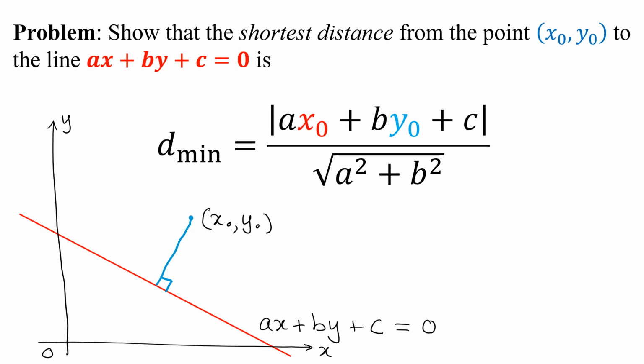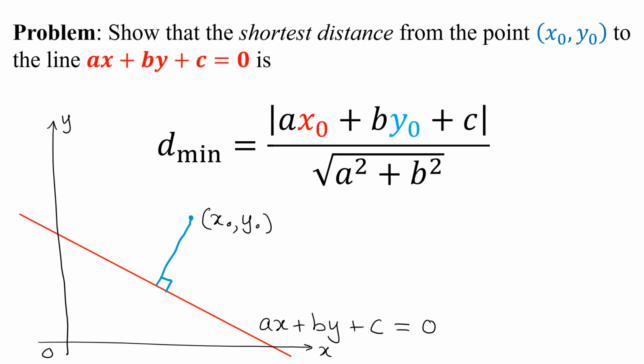We have this very interesting coordinate geometry problem. What it says is that the shortest distance from the point (x0, y0) to the line ax + by + c = 0 is the absolute value of ax0 + by0 + c divided by the square root of a squared plus b squared. So it's a really interesting problem.